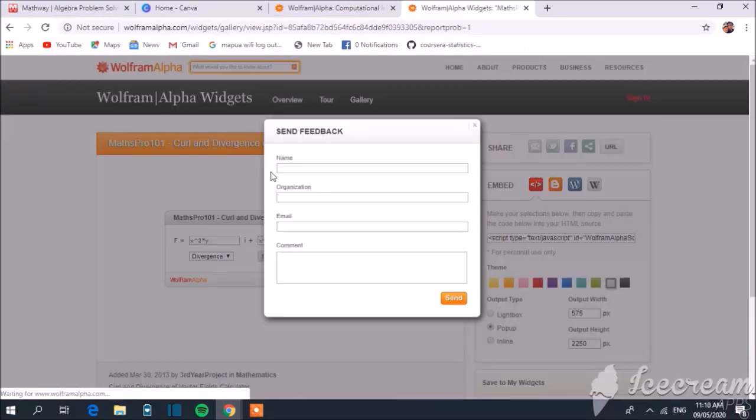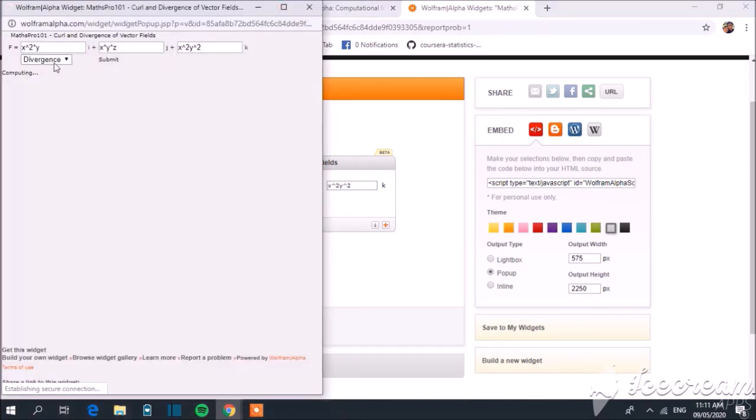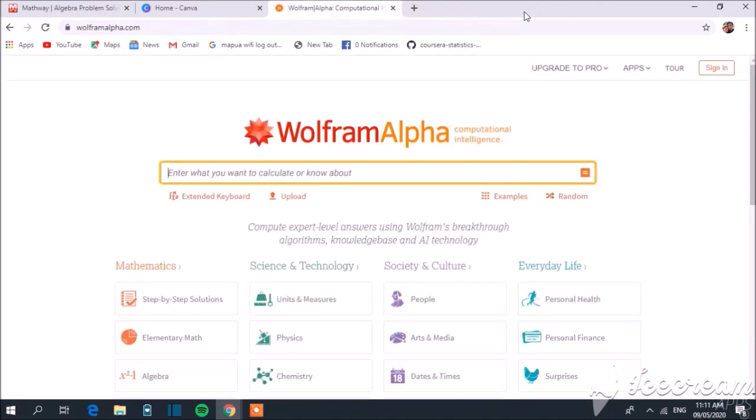I used this once widely on getting the curl and divergence. It's really easy with this site as compared to other sites. This is a calculus topic, the vector curl and the divergence of the vector fields. So yeah, I use this site because it's really easy. Type a function, submit it, it solves it for you. Wait, and there it is. That's how easy this site is.